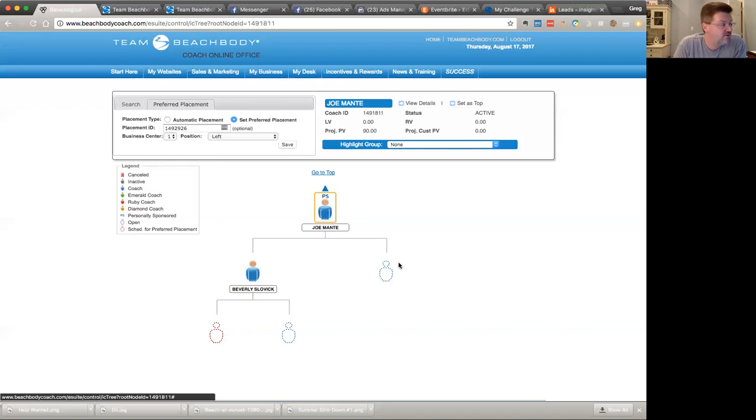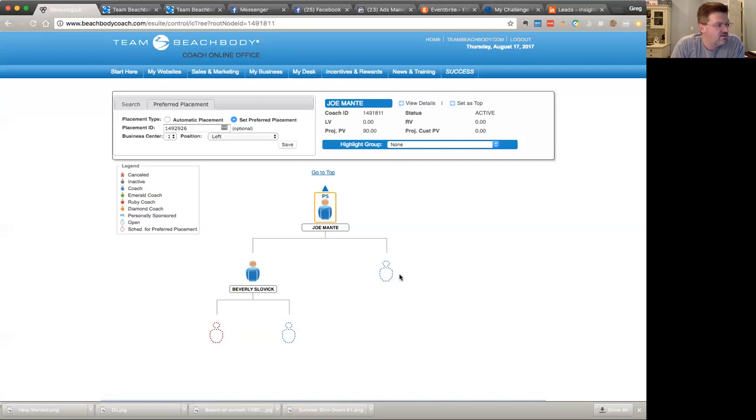Okay, so his first coach, I would recommend going right here on his inside leg. Okay. Now you can see this on the left side here on his strong leg. It is currently a dotted red guy. Okay. That means that when he signs up a coach, that's his preferred placement. It would go right into that dotted red guy's position.